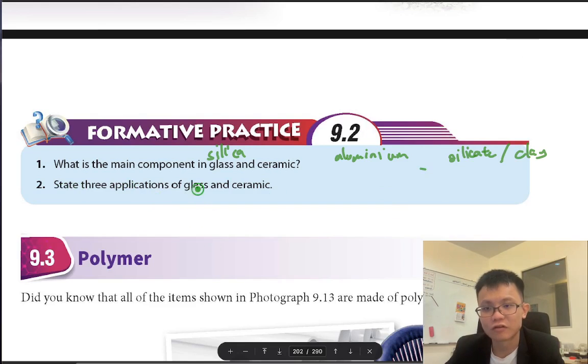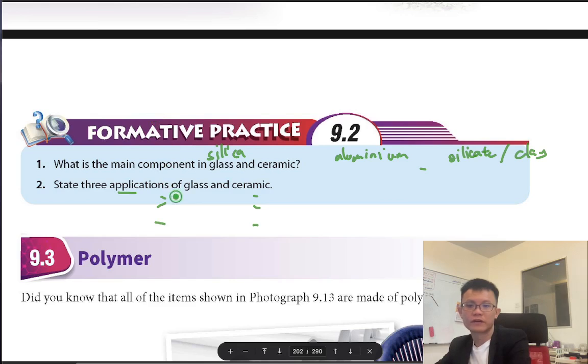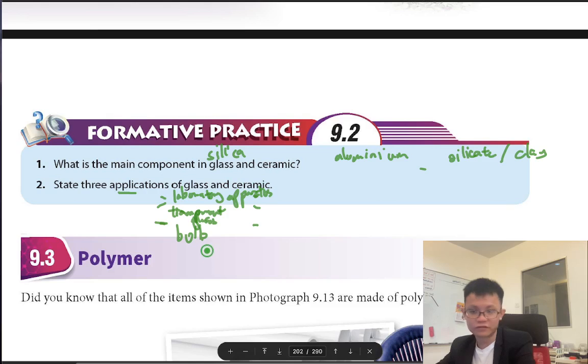State 3 applications. So can you give examples of applications, of how to use the glass and the ceramic? Apparatus. Very good. Laboratory apparatus. Some more? Transparent glass. Okay. Transparent glass. Some more? One more last one. Making bulbs. Yeah. You want to use the glass to make bulbs, but you don't want to use ceramic to make them, and then your light, you cannot see.